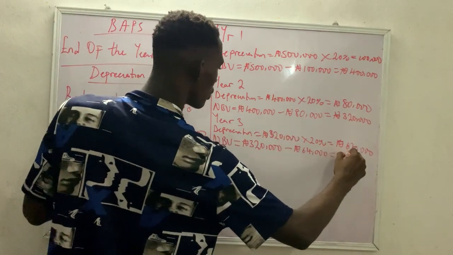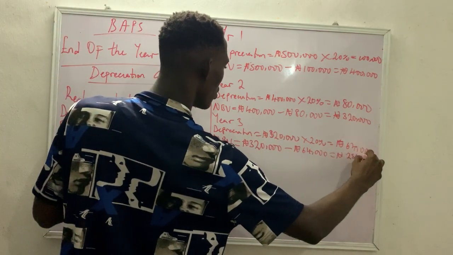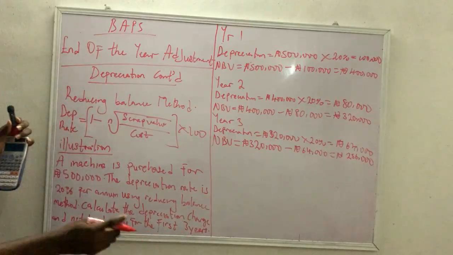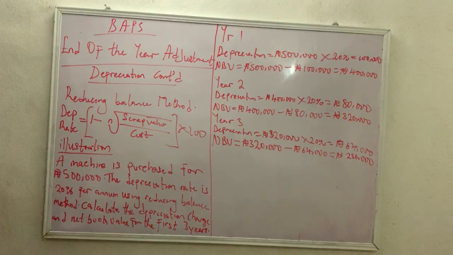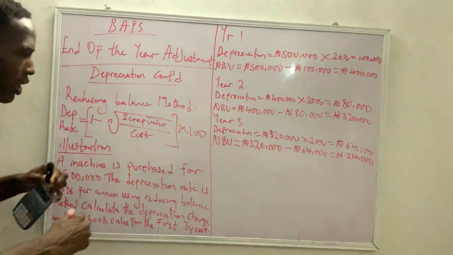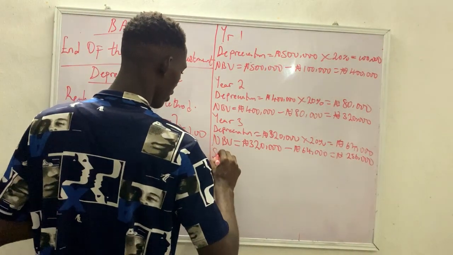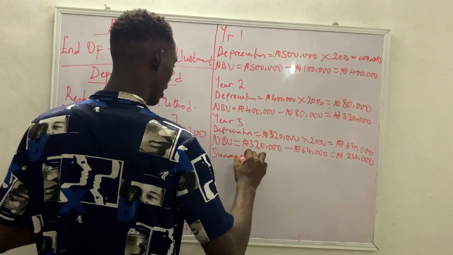So that will give us 256,000 naira. So that's all that they are asking us to get. You understand? So that is all that they want you to know. But let us summarize it for you guys, so we have a clearer and cleaner view.